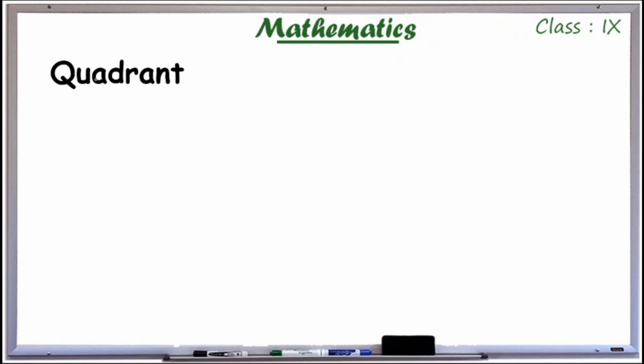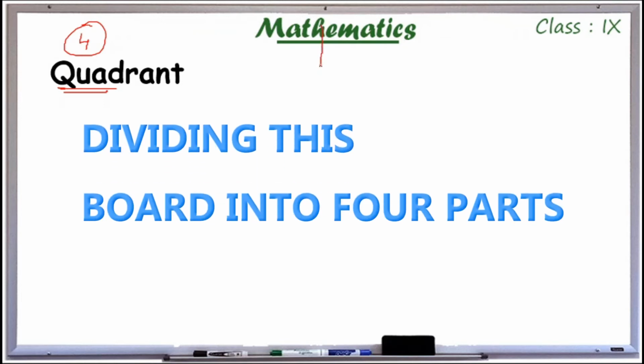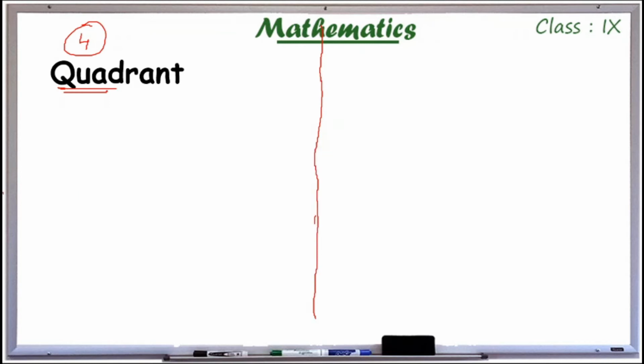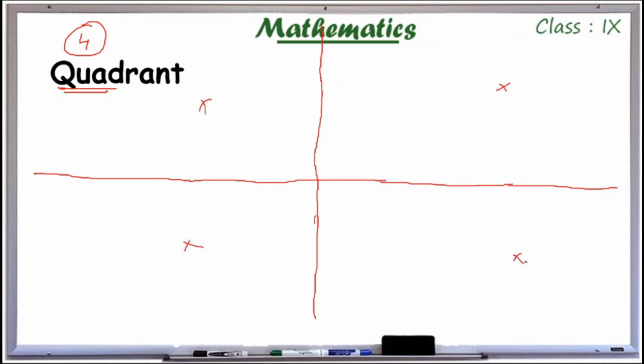Quadrant. Quad means 4. So now we are dividing this plane. This is a board. I am dividing this board using 2 perpendicular lines. So you have to use scale and pencil. So the board is divided into 4 parts, and these 4 parts are called quadrants.